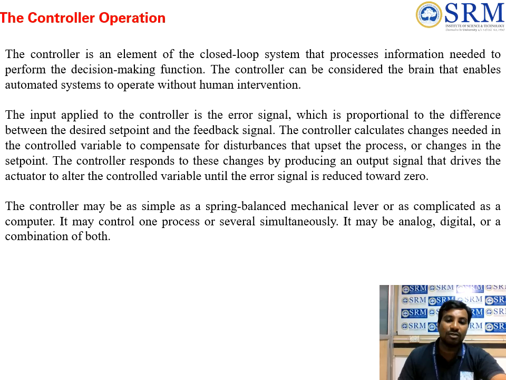Now the controller responds to these changes by producing an output signal that drives the actuator to alter the control variable until the error signal is reduced to 0 or to the baseline. The controller may be as simple as a spring balanced mechanical lever or as complicated as a computer, and it may control one process or several processes simultaneously. Moreover, the controller can operate as an analog type or digital type, or a combination of both.